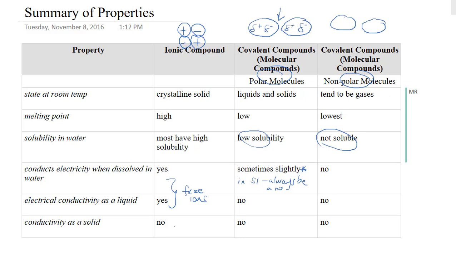Then for non-polar molecules, they will tend to have weaker intermolecular forces because there is a weaker attraction between the molecules. So they'll tend to be gases, they'll tend to have lower melting points, they'll tend to not be soluble in water because they won't have strong attractions to the water molecules. And they won't break apart into any ions. They're not going to dissolve, so we're not going to have conductivity in those cases. And when they're liquids and solids, there's not going to be any ions.